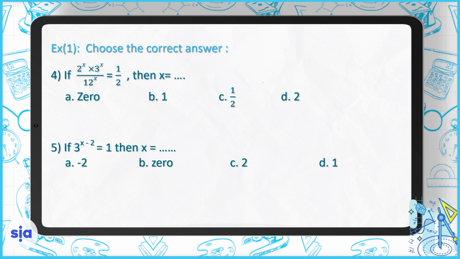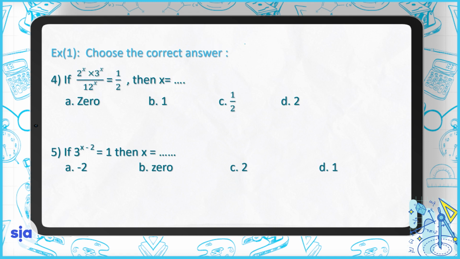Question 4. If 2^x times 3^x over 12^x equals 1/2, then what is the value of x? If I simplify this fraction, it will be 2^x times 3^x. If you find the prime factorization of 12, it will be 2² times 3, and then all to the power of x. If you simplify this more, it will be 2^x times 3^x over 2^(2x) times 3^x. And all of this equals half. The half is 2^(-1).